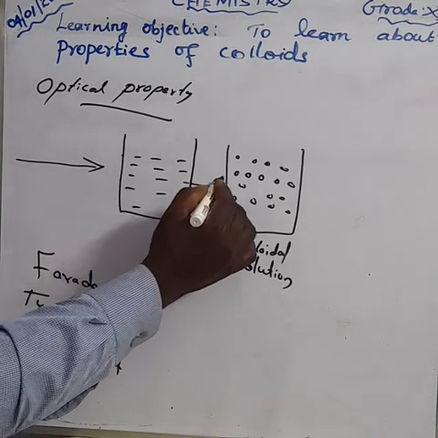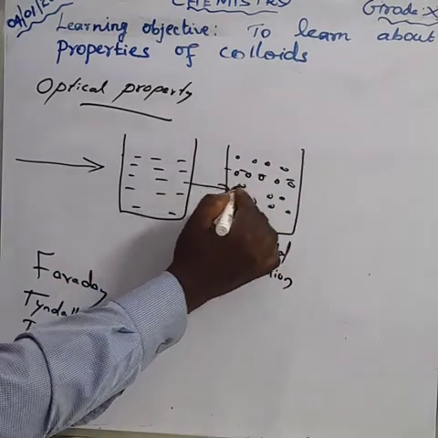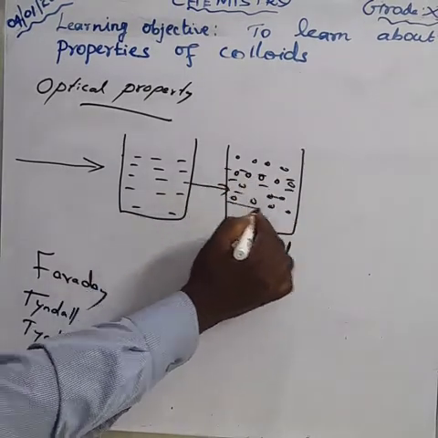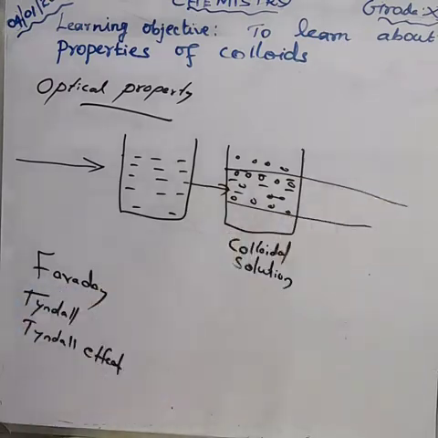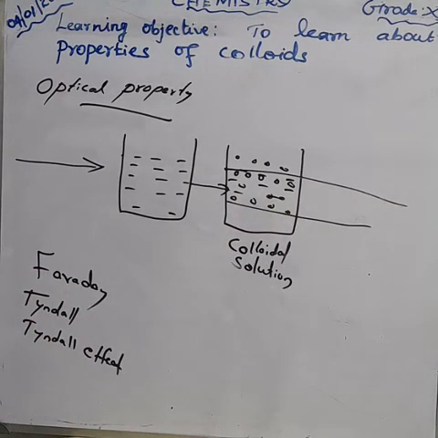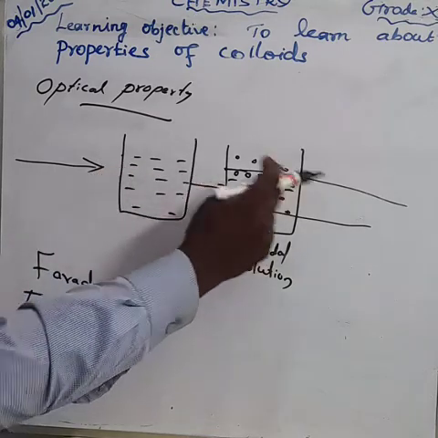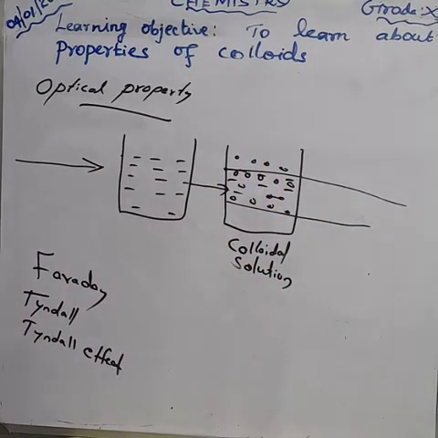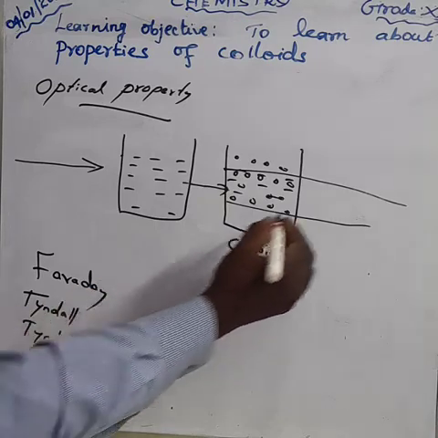Here, the path of light becomes visible by means of the scattering of light. So we are saying scattering of light.